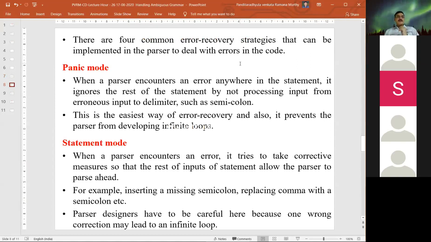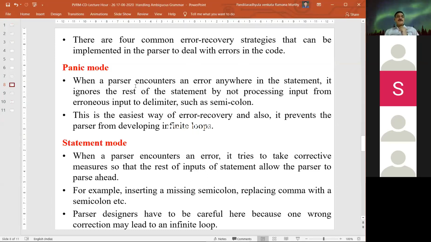So we'll see briefly the common strategies to handle those errors. In what way can it recover from those errors? Okay, it should not stop. The main aim is that the parser should not stop. It has to carry on with the rest of the input. That is the meaning of handling errors, or error recovery strategies. How to recover from errors. Okay, there are 4 common error recovery strategies that can be implemented in the parser.